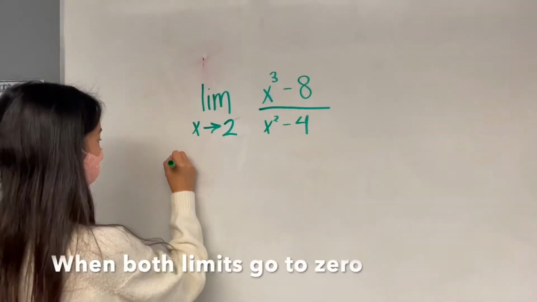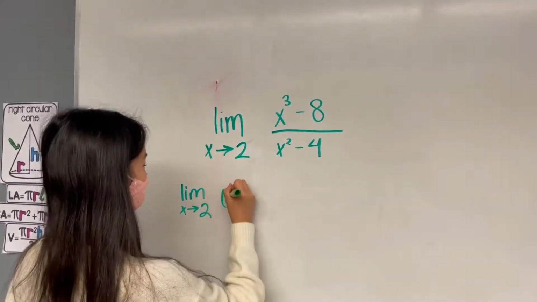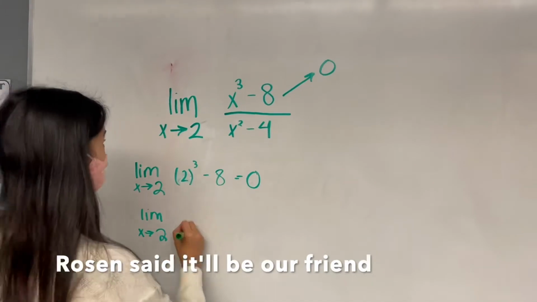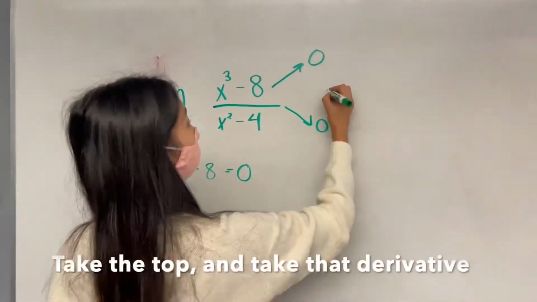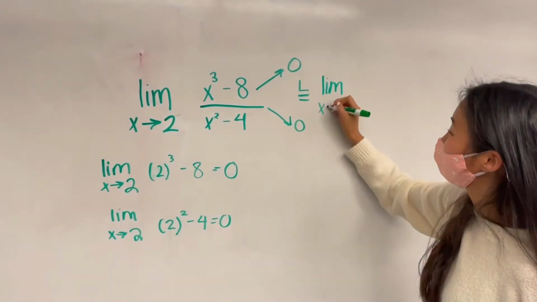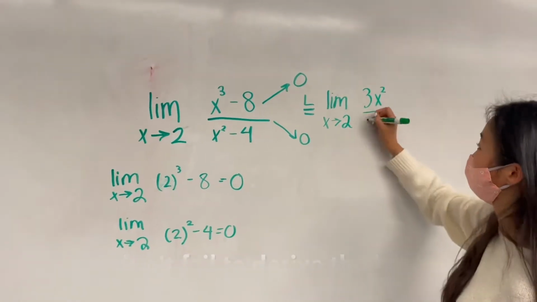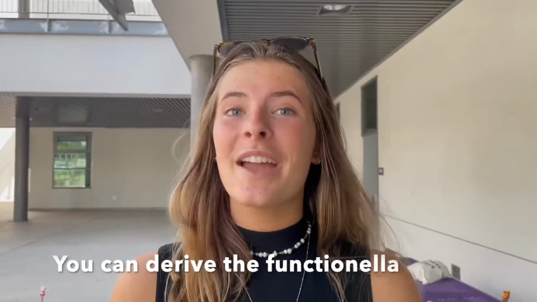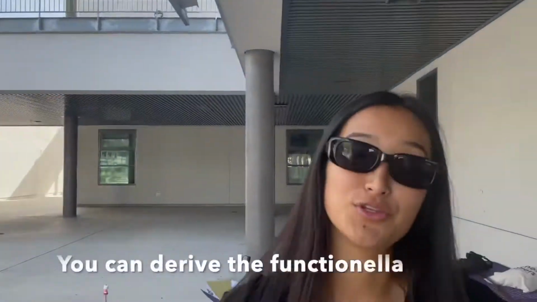Because when both limits go to zero, L'Hopital will be our hero. Rosen said it'll be our friend. Take the top and take that derivative. Now don't fail to derive the bottom. Know that L'Hopital will give the answer. You can derive the Functionella. You can derive the Functionella.